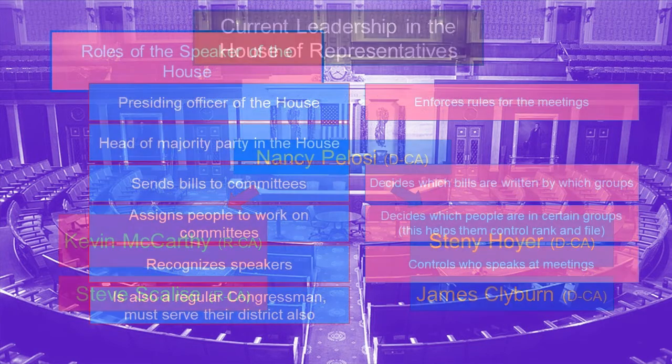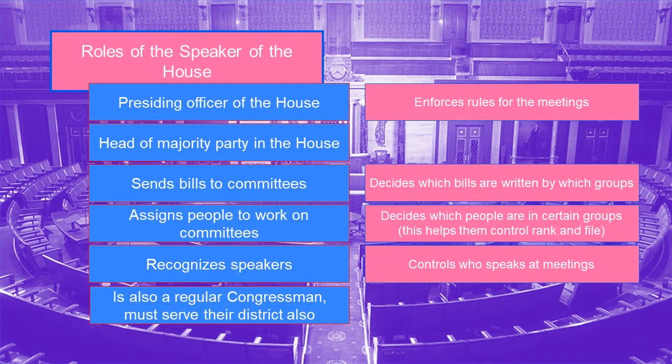The Speaker of the House is the most important of these people. In this case, we're talking about Nancy Pelosi. She is the presiding officer of the House of Representatives. So that means she runs the meetings, she enforces all of the rules, she's able to recognize speakers and things like that. So she's in charge of the meetings. She's also in charge of the majority party. She is the leader of the party, and so she sets the party's goals and makes sure that the party works together and cooperates with each other.